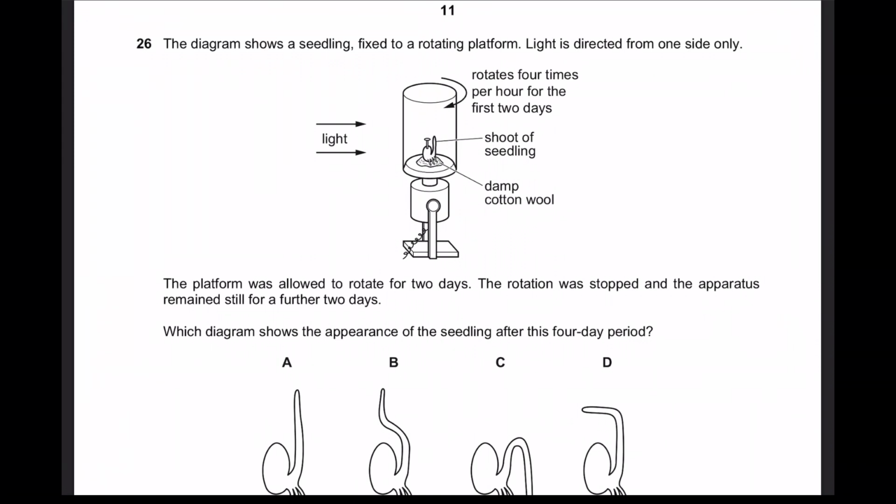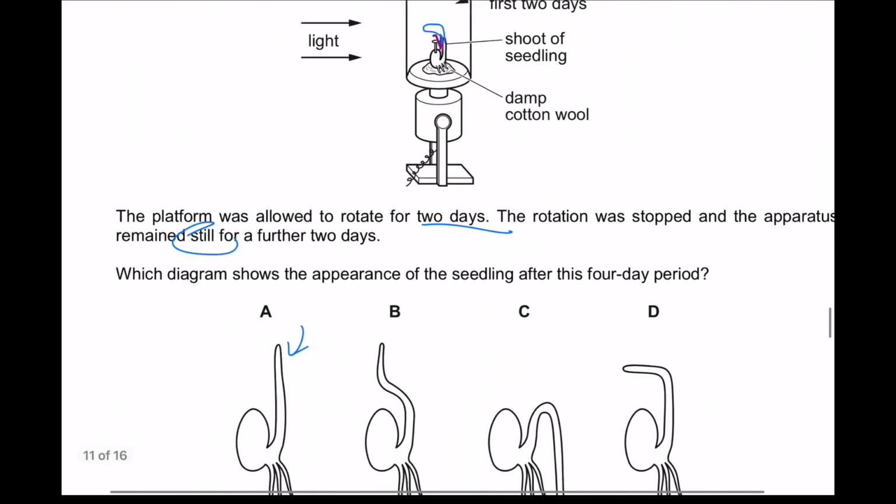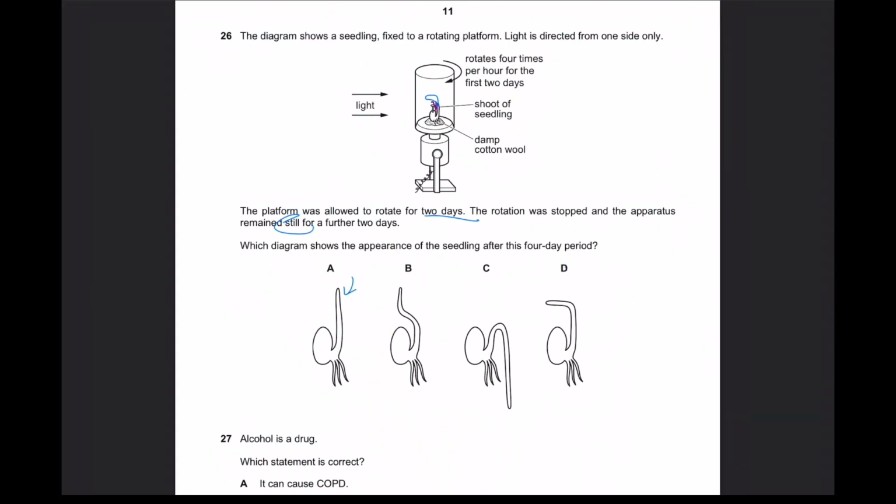So the first 2 days, it is allowed to rotate, so the light distribution is even, so it will most probably grow like A. Then the rotation is stopped and it remains still for a further 2 days. So during this time, the light is only exposed to one side of the seedling. So this side would receive more light and hence it would grow like this, since this side would grow faster. So the answer would be D.